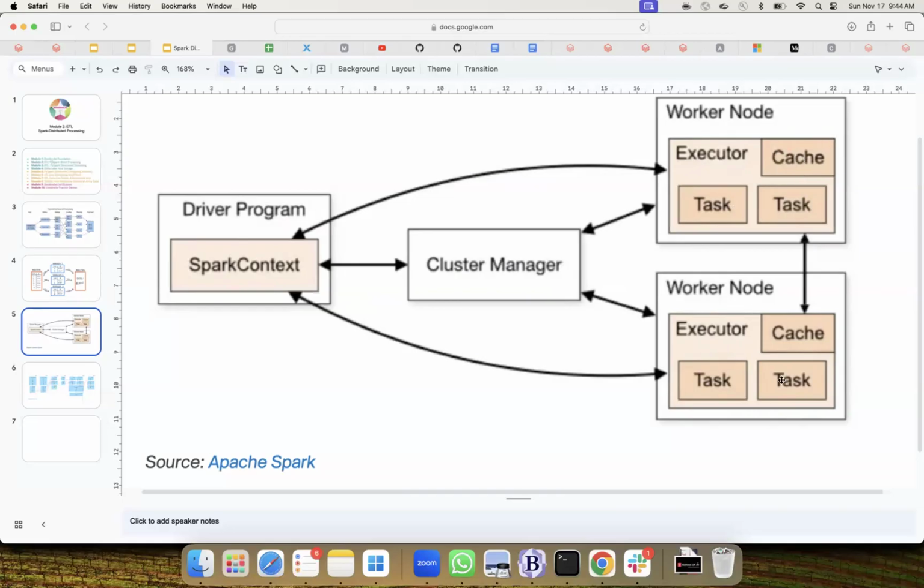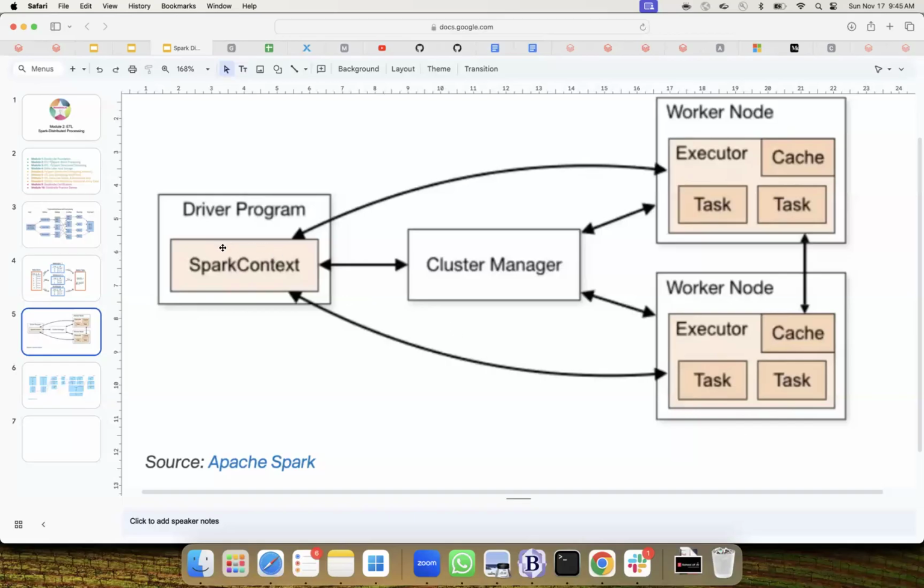This executor will create tasks. So here it is creating 2 tasks, which means it is using 2 cores to work on that. Here, 2 cores. So basically, if I have 4 partitions, 2 partitions can be worked on in parallel here, 2 partitions can be worked on in parallel here. So a total of 4 partitions can be worked on in parallel.